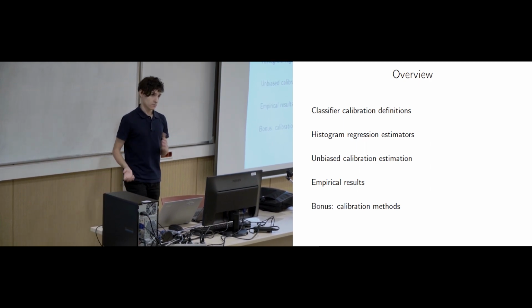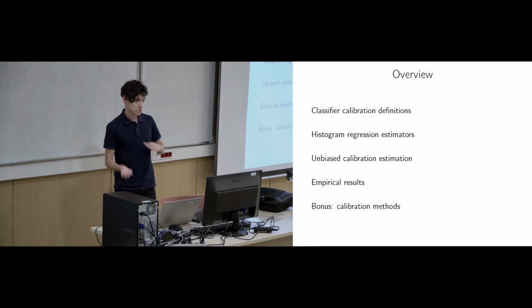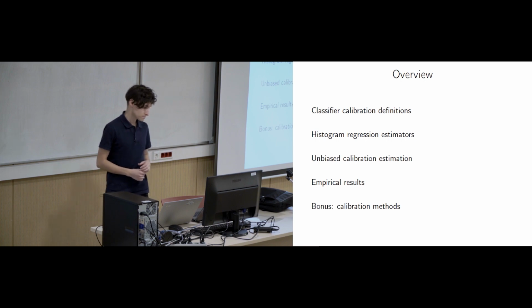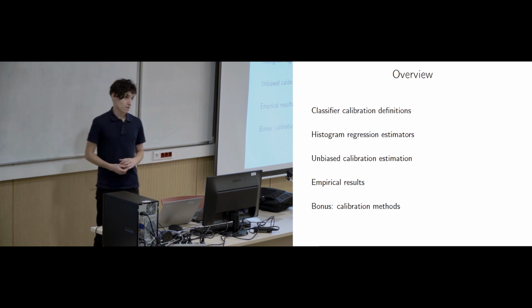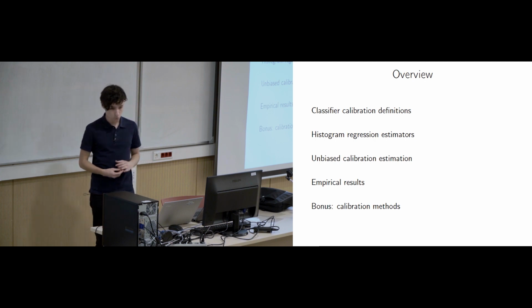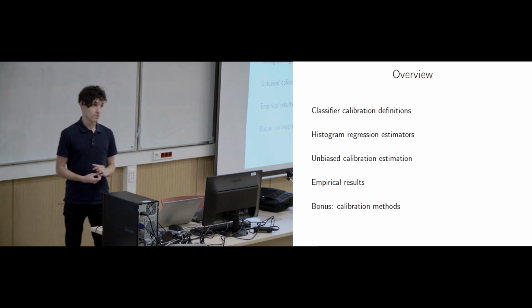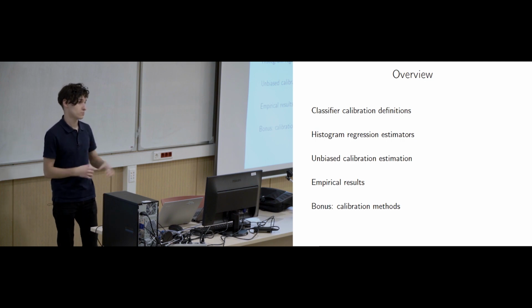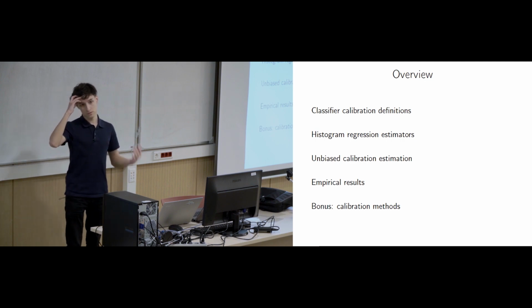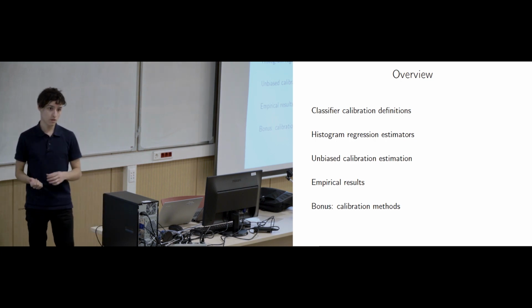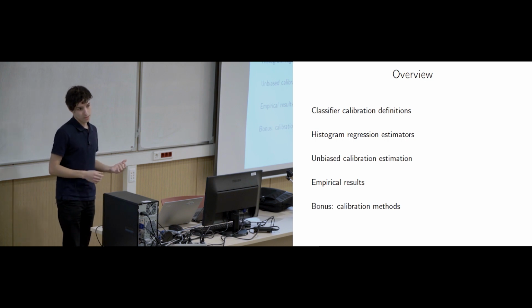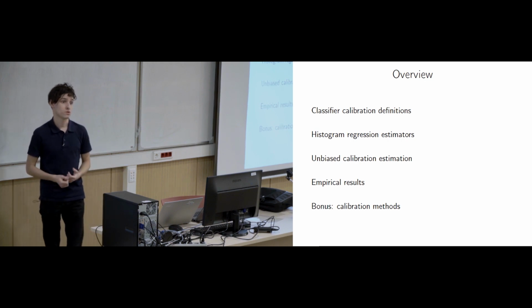And I'll talk about estimators that each have different properties, and some of them are more preferable than others. I'll talk about results of application of these estimators to deep neural networks. And if I have time, I also want to talk about the methods of making your neural network calibrated. You can ensure that your network is calibrated during training. And you can also train your model and then try to ensure that it is calibrated.